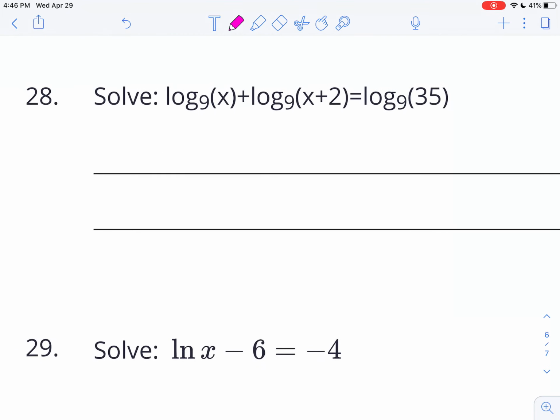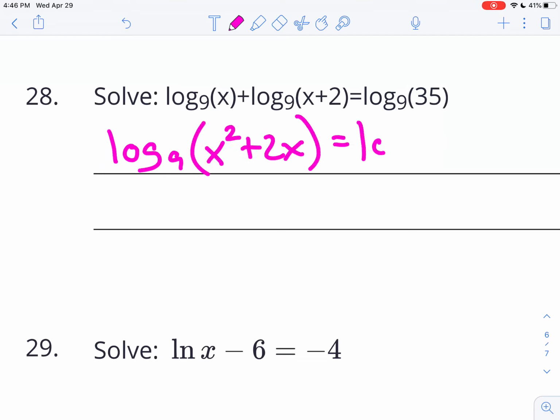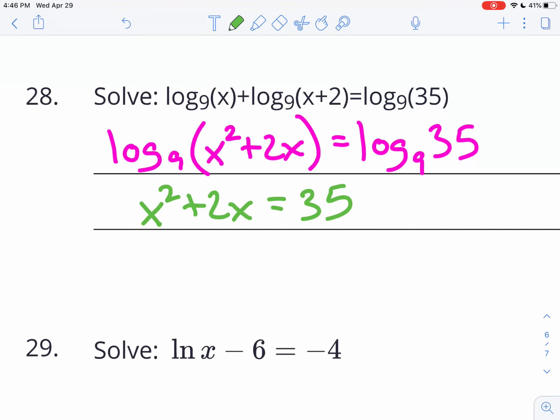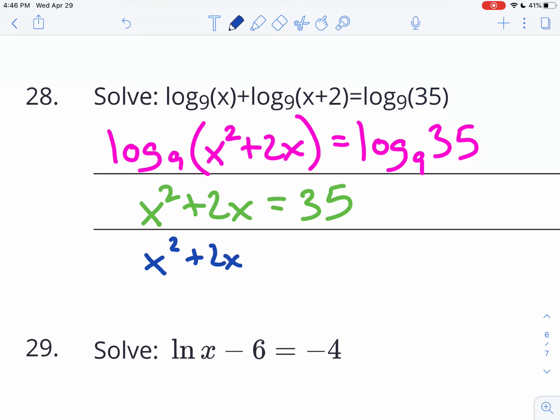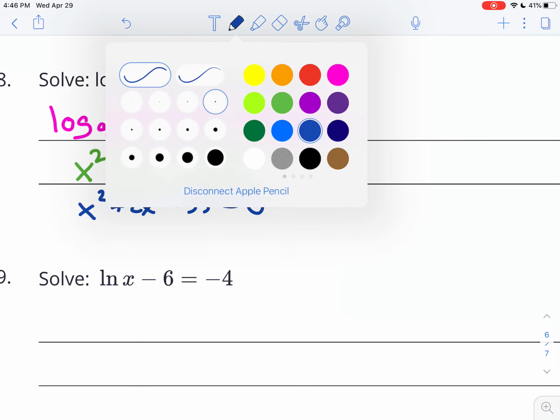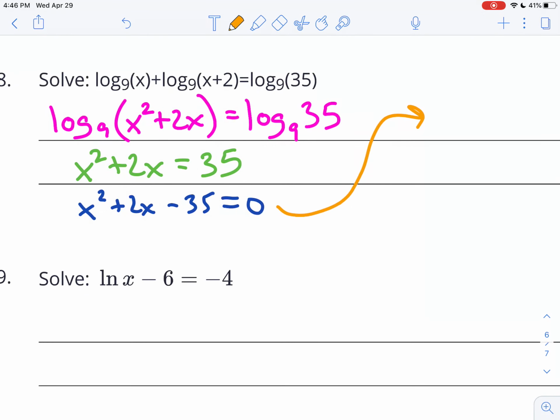So first thing that we're going to do is we do have a plus in between two logs. So you know from the previous problems, that means we're going to multiply the insides there. And so next we have a log equals a log. The bases are the same, and so the insides have to be equal. And so now we get a fun little algebra equation here. X squared plus 2x minus 35 equals 0. Ran out of room, so let's move up over here.